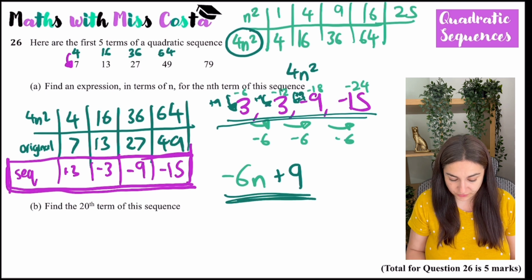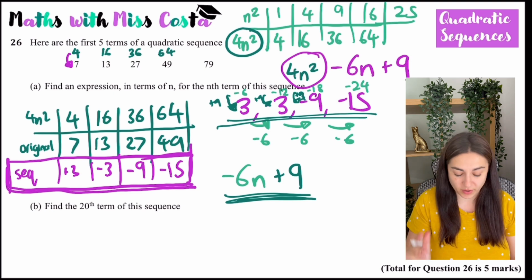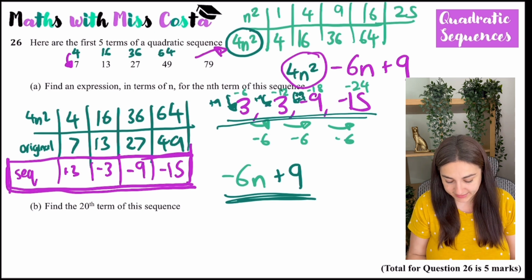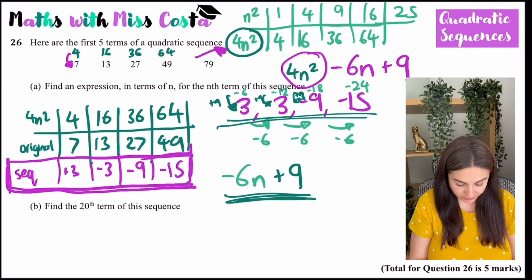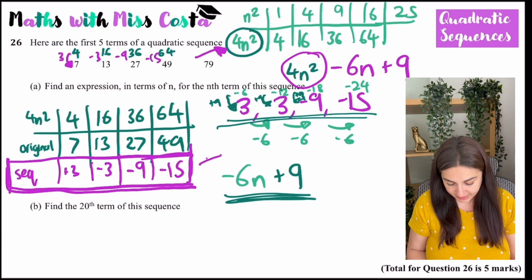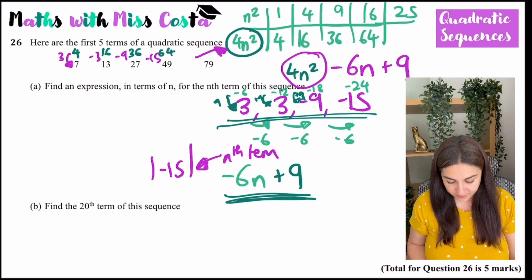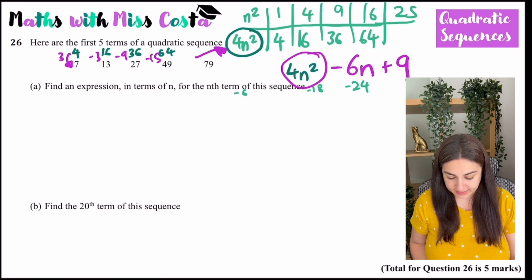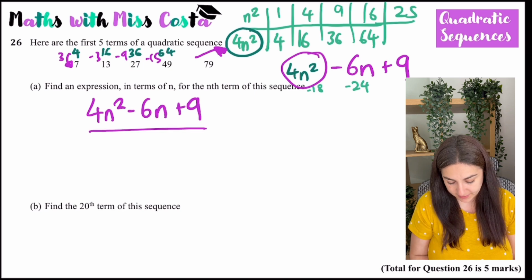So once you've got that, you just lumber it on to this. So my full sequence would be 4n squared minus 6n plus 9. So step 1, find the second difference, halve it, and that tells you what n squared times table it's going up in. Then work out the difference between the n squared and your original sequence. You could have done it like this if you preferred, whatever you prefer. And then you just work out the nth term of this sequence, and that tells you the whole thing. So the nth term of this sequence is 4n squared take 6n plus 9.